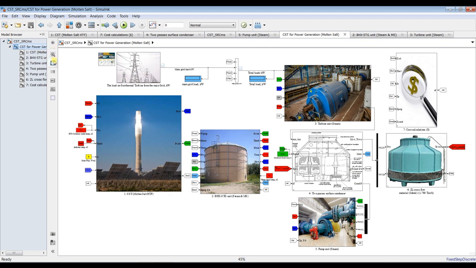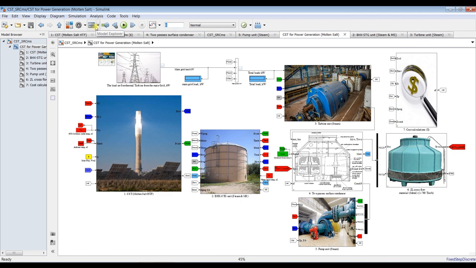This is our main cycle. As you can see, a concentrated solar tower with central receiver, a boiler heat exchanger with a pump inside, and this is the molten salt cycle, and this is our steam Rankine cycle. This is water, so we have the turbine, condenser, pump, and cooling tower. You have to assign your inputs. Click on simulation timer and assign it to zero.